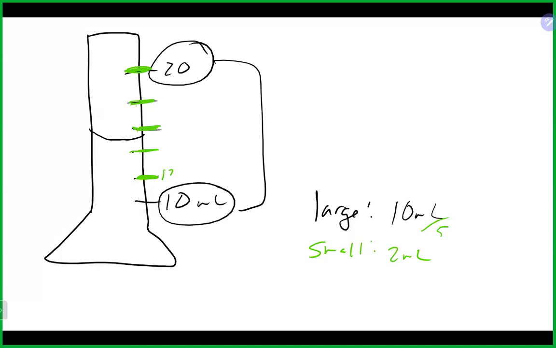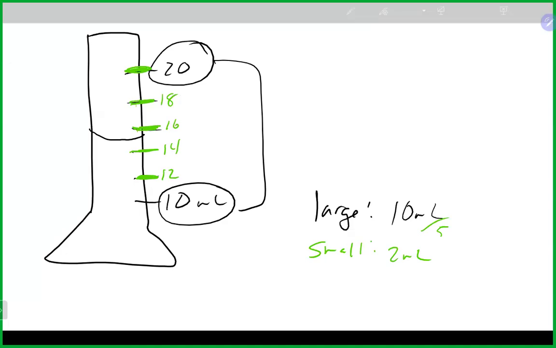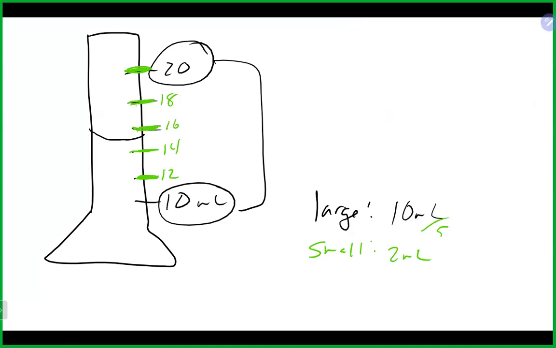That would mean that this marking is 12, 14, 16, and 18. So even though this graduated cylinder has the same large markings, it does not have the same number of small markings, which means the scale is different than the one we looked at a second ago. Now, when we want to take a measurement, once again we look at it and see that our meniscus is right about there, and that is 14.